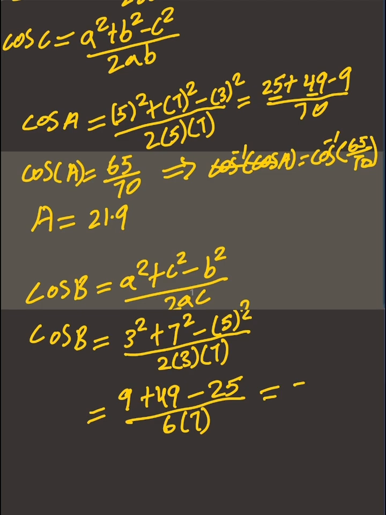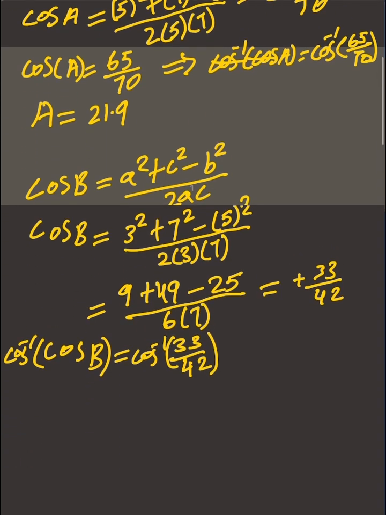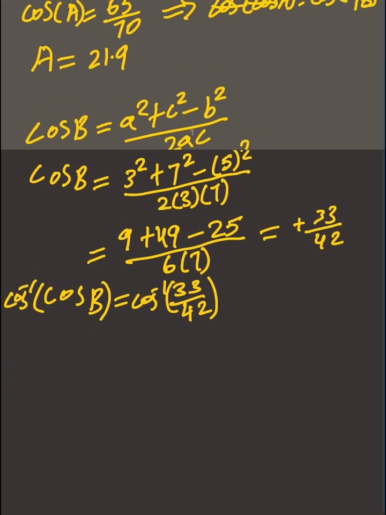Let me simplify this. It's going to give us 33 over 42. Now let me rewrite everything. We have cos of B equals 33 over 42. So let's apply the inverse of cos, and B is going to be inverse of cos of 33 over 42. If we put this into our calculator, we get 38.2.